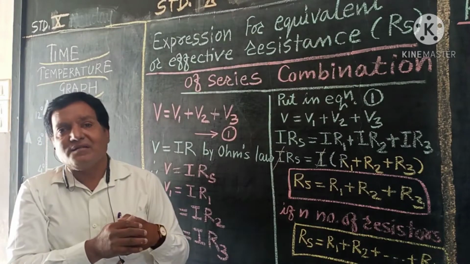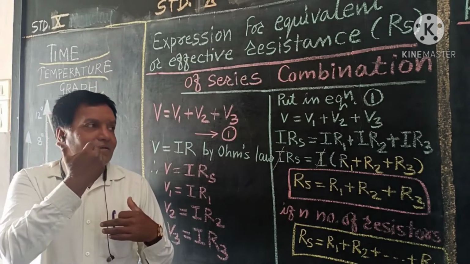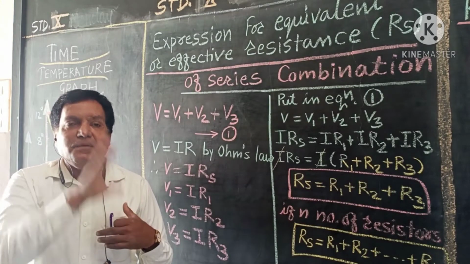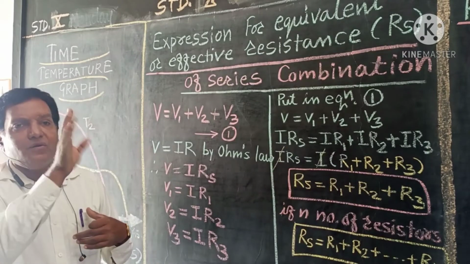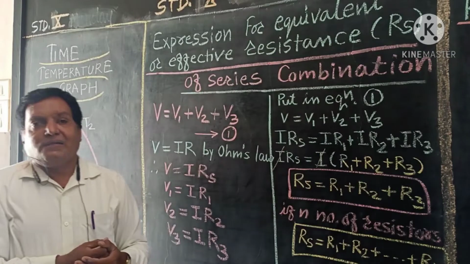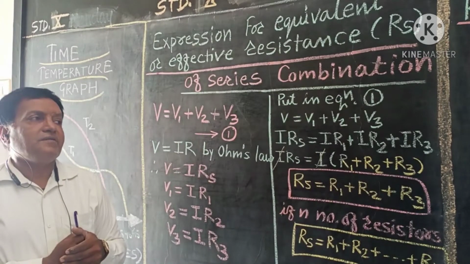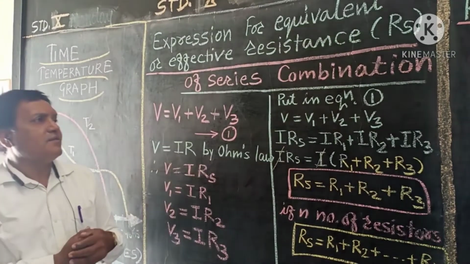If 50 resistors are connected, R1, R2, R3 up to R50, then the voltage across them is V1, V2, V3 up to V50, and the current flowing through them is the same. Current flowing through all the resistors connected in that manner will be the same, but the potential differences will be different. So that combination we call the series combination.